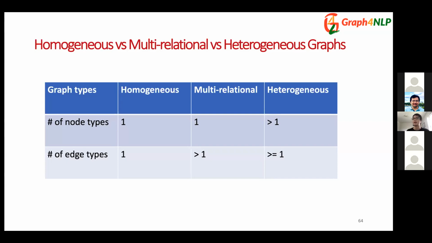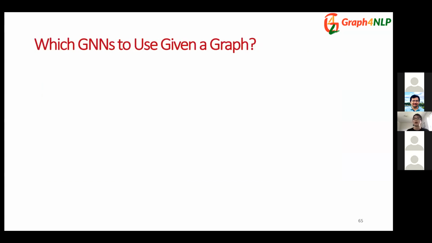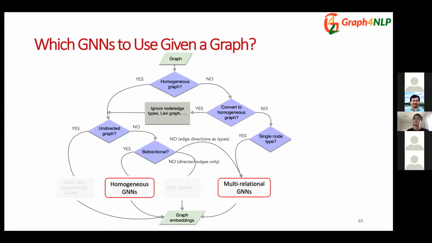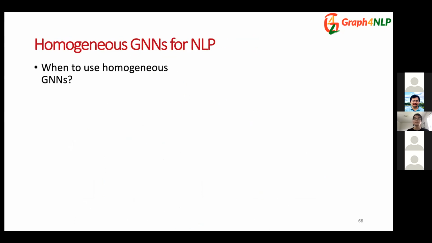These concepts are important here because we will mainly depend on the graph type to choose which GNNs to apply. So let's first see the overall roadmap on which GNNs to use given a graph. This works like a decision tree, which we summarize to help you decide which GNN to use given a graph. In short, we will decide whether to apply homogeneous GNNs, multi-relational GNNs, or heterogeneous GNNs based on the input graph type.